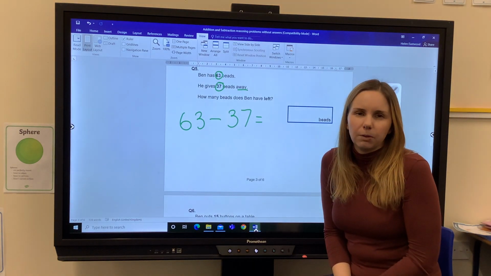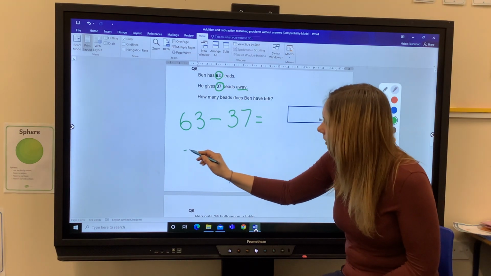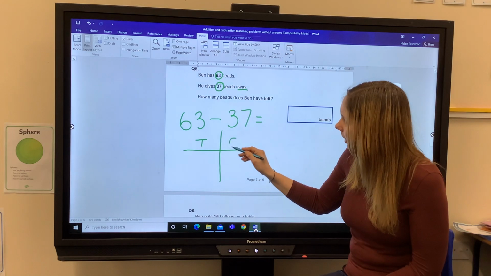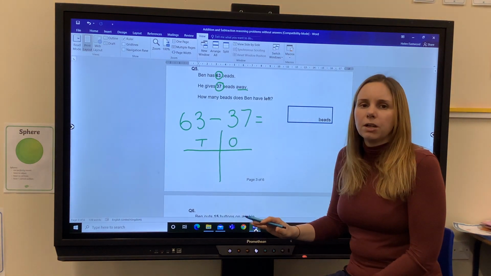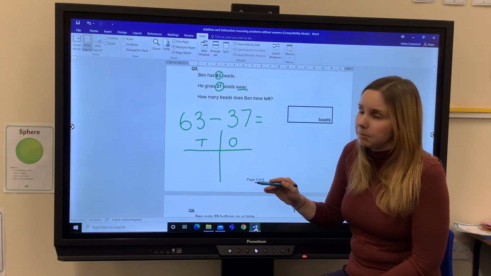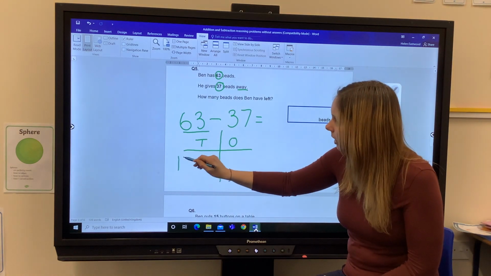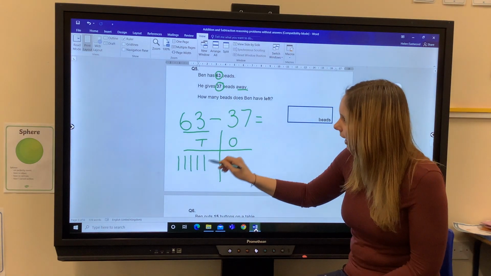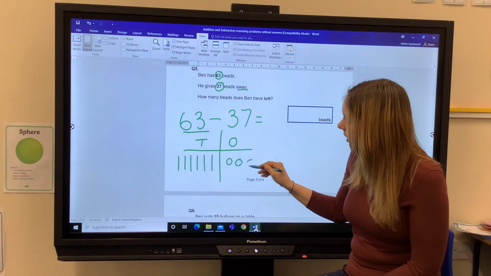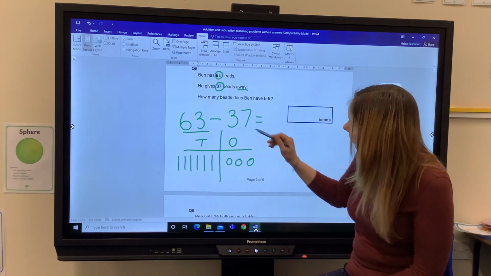Now, this is a tricky one, okay? And the method that I would use for this one is my 10s and 1s. Okay, so I draw my 10s and I draw my 1s. Slowly work through it, okay? We know what Mrs. Eastwood is like for getting distracted and making silly mistakes. So, 63, let's put our 6 10s in. 1, 2, 3, 4, 5, 6. 3 1s, 1, 2, 3. Subtract 37. So let's do the 1s first.